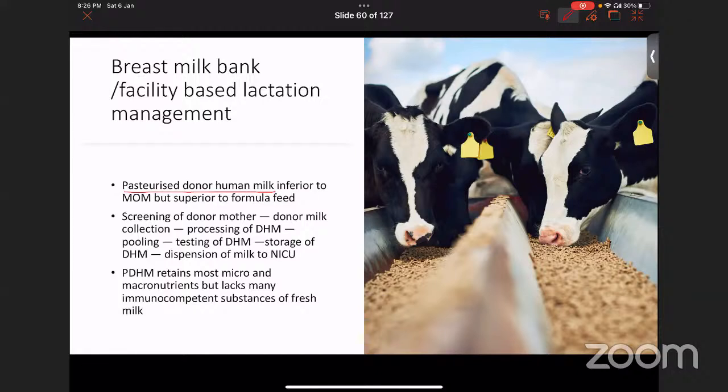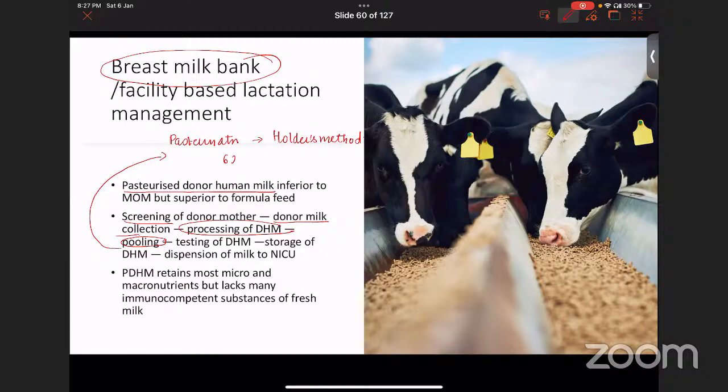So for them, instead of going to formula feed, in India, in several hospitals, they have started the mother milk bank or breast milk bank, where the donor human milk is taken, which is screened. Donor milk is collected, then we process it, then pooling, that is pasteurization. What is this pasteurization? Pasteurization is where we do the sterilization of milk with the help of the known method called Holder's method. In Holder's method, we use a temperature of around 62.5 degrees Celsius over 30 minutes.